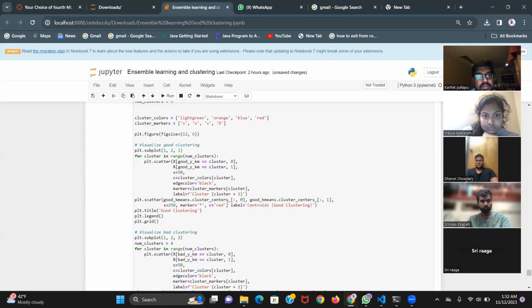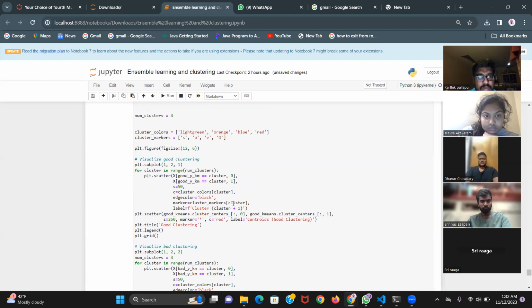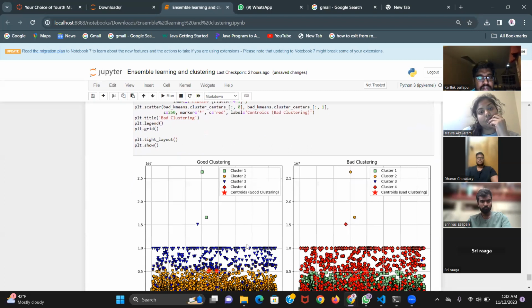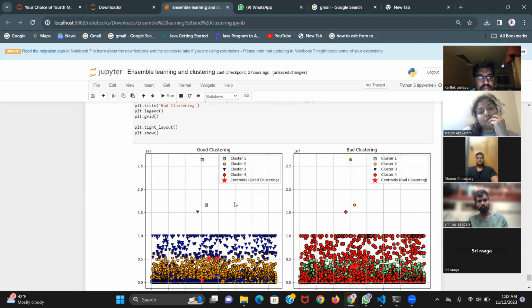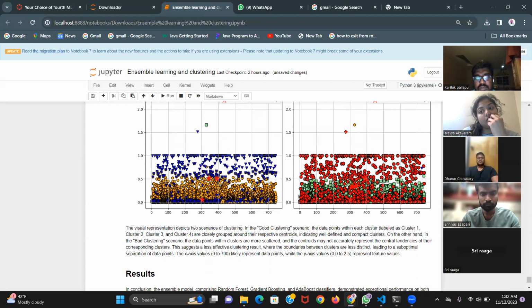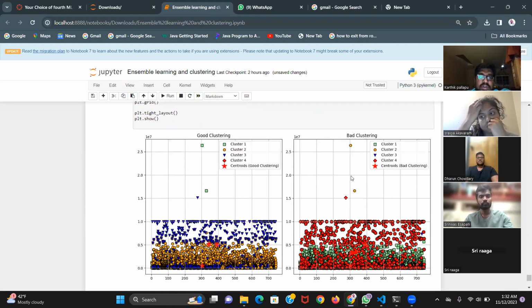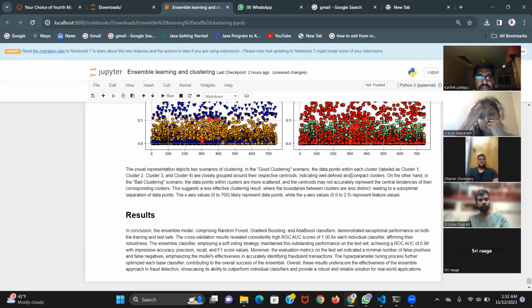This is a comparison between good clustering and bad clustering. Like good clustering, how many centroids there are and how many work perfectly in the k-means algorithm, with different colors we added. You can see cluster one, cluster two, and cluster four and centroids here. Here also fewer centroids, but the bad clustering is showing the most centroids, because the centroids are irregular. So it's showing vulnerable centroids, meaning they do not accurately represent the tendencies and correspond to the main data.